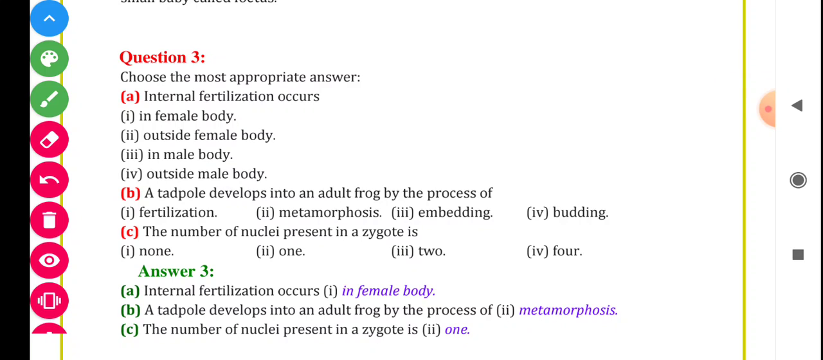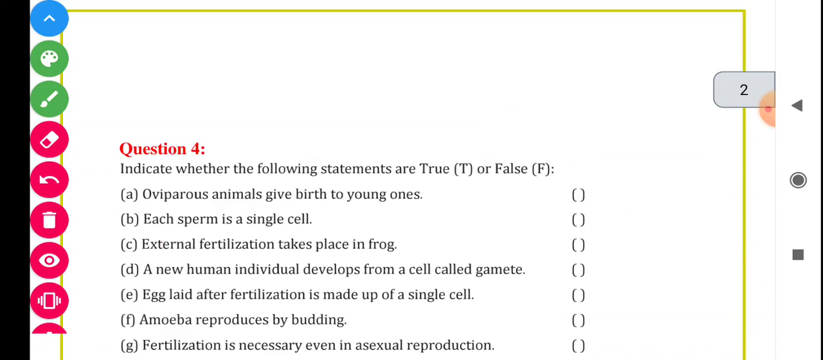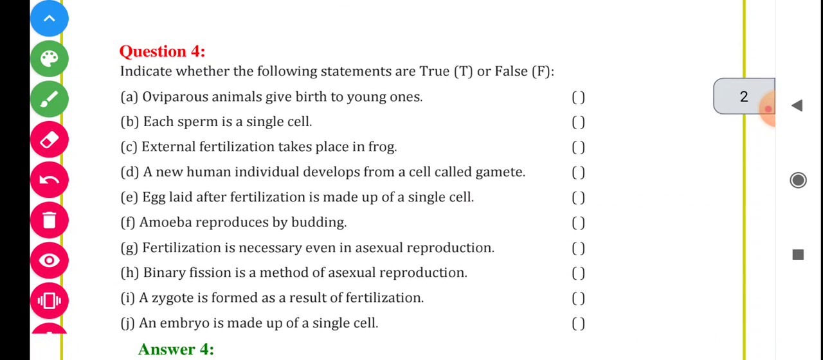Question number 3. Choose the most appropriate answer. First, internal fertilization occurs basically inside the female body. Second, a tadpole develops into an adult frog by the process of metamorphosis. Third, the number of nuclei present in a zygote is only 1. It is a single celled organism present inside the female body.